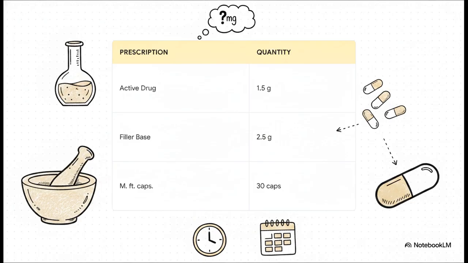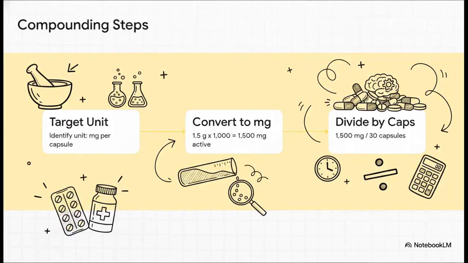The SIG codes say MFT caps, no. 30, which simply means mix and make 30 capsules, and the patient takes 1 capsule 4 times a day. What we need to figure out is how many milligrams of active drug will be in just 1 single capsule. The real secret sauce here is converting to the requested unit, milligrams, before you even think about dividing by the total number of capsules.